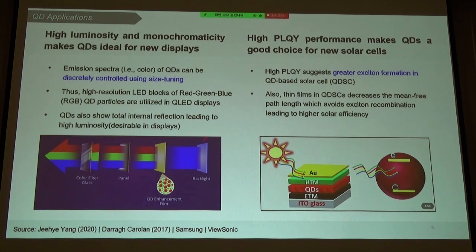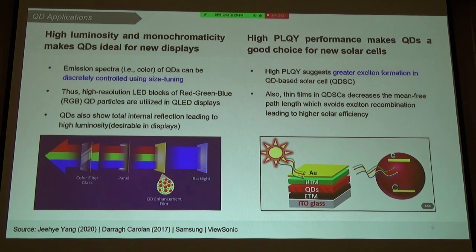And there are a lot of jargons like the exciton formations and QDSC and many other things. But I think the one take-home message that you may want to remember is that QDs can be used for manufacturing, producing nice, high resolution displays, as well as for manufacturing of a solar cell.